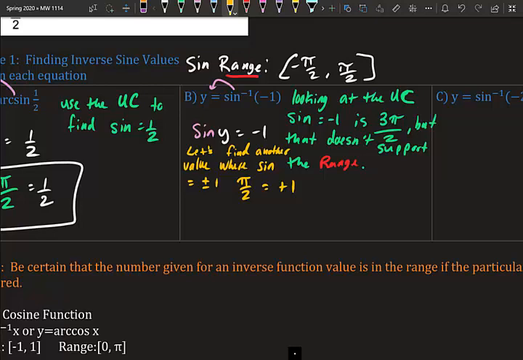Alright, so since it equals positive 1, we don't need a positive 1, we need a negative 1. So all we need to do is just switch the sign, because that's all it is, right? We just need to switch it to negative pi over 2. And that's our answer. So we have sine negative pi over 2 equals negative 1.